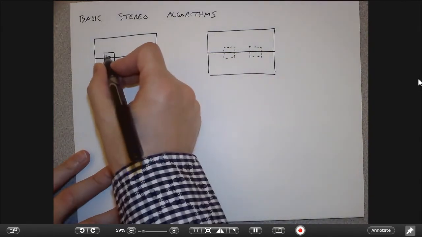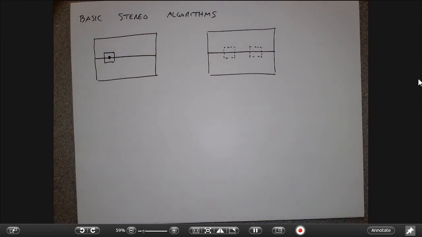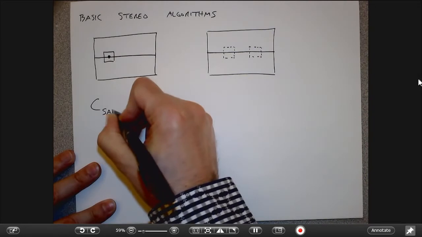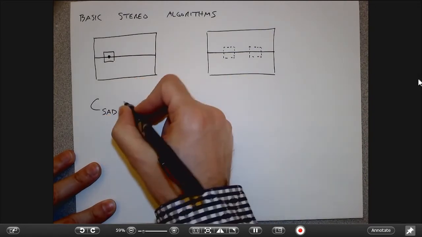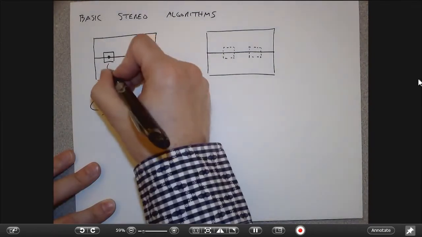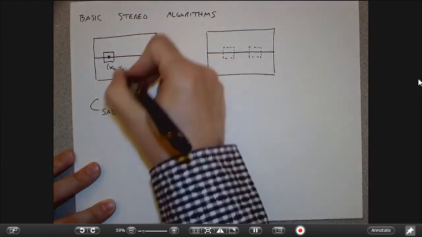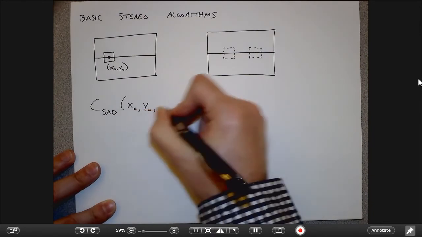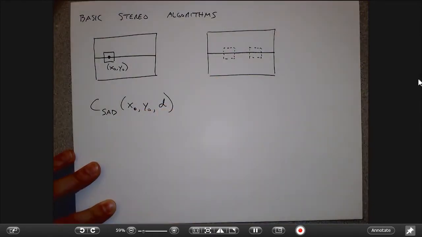So there are a couple things we could do. We could compare all the pixels and look at the sum of squares distance. That's the kind of thing that happens a lot in some of the algorithms we talked about earlier. In stereo, you often see what's called the sum of absolute distances. So for a point over here, let's call this point x0, y0.